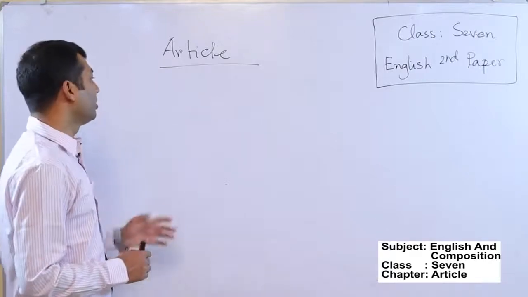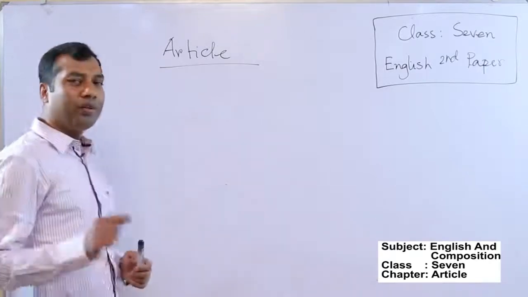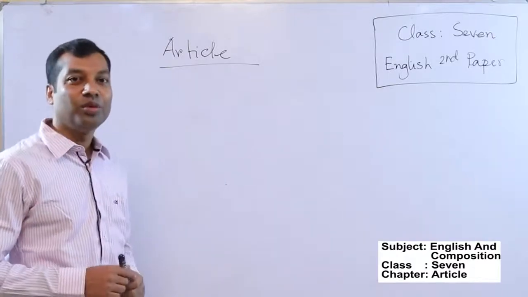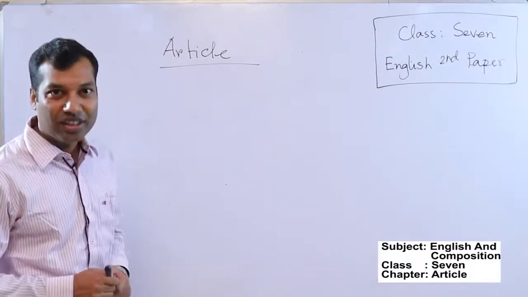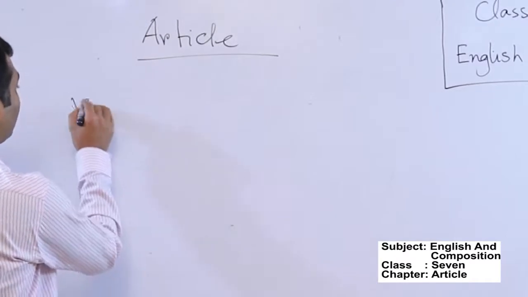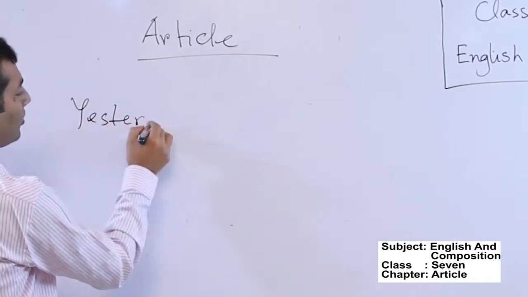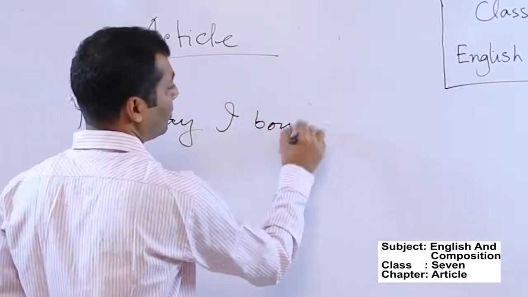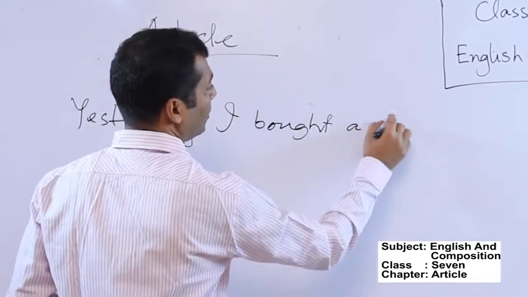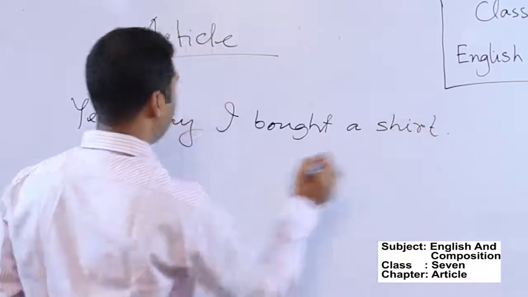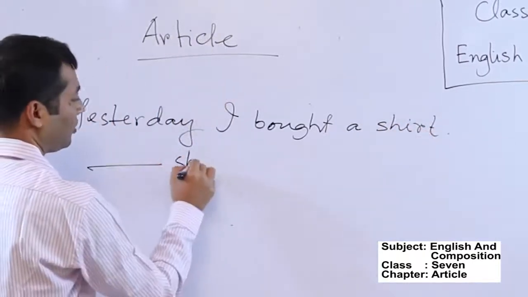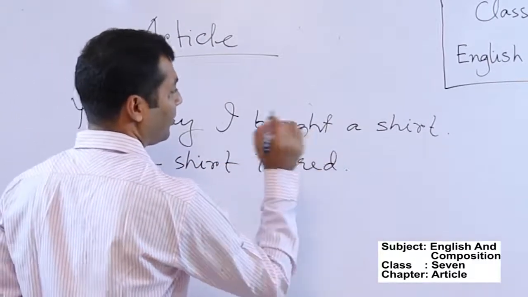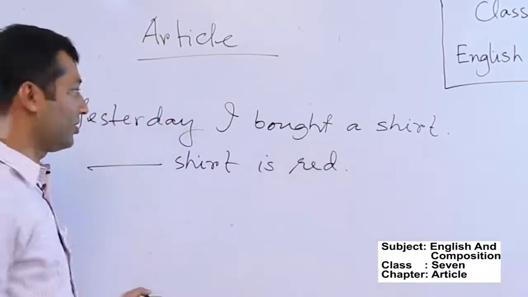At first, if a noun is referred to for the second time, we need to use the article the. For example, yesterday I bought a shirt. That shirt is red. So look at these two sentences.